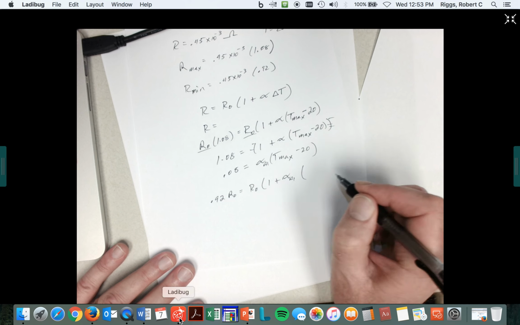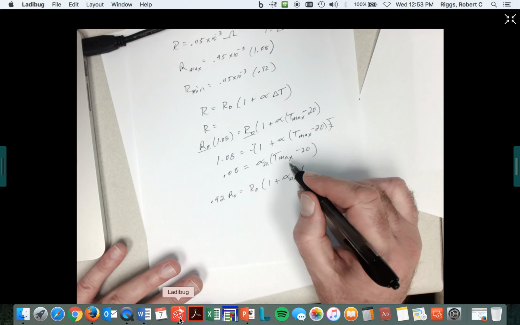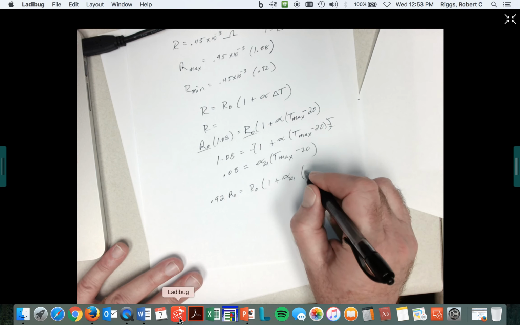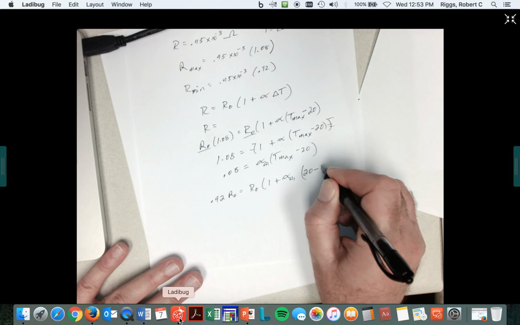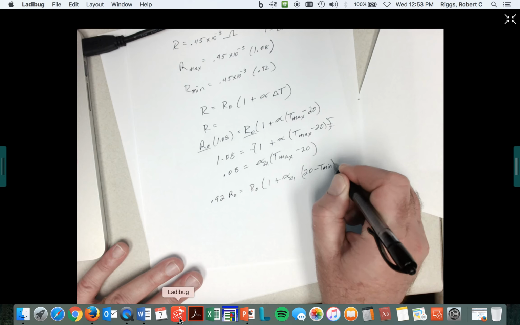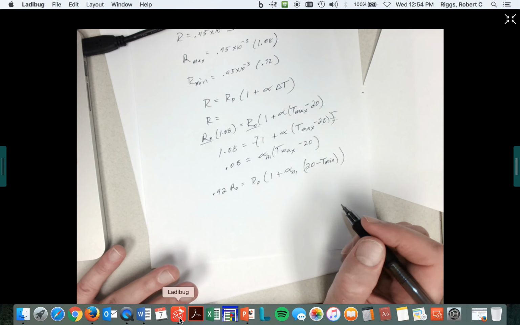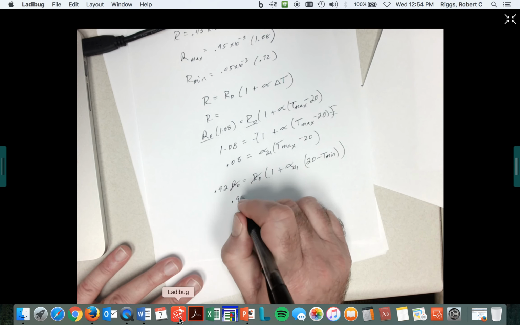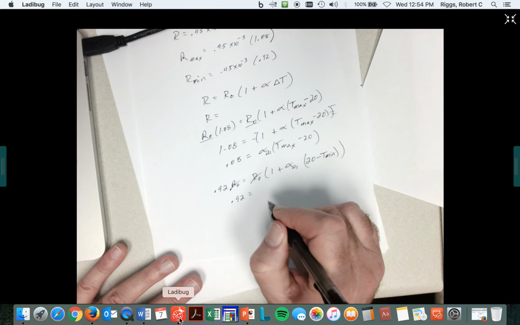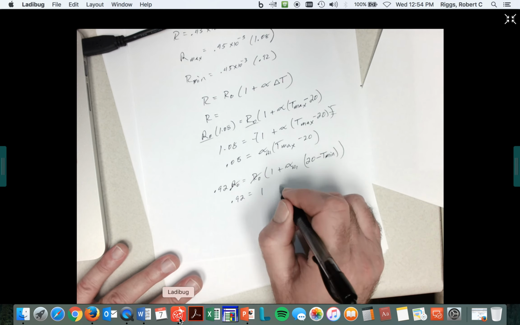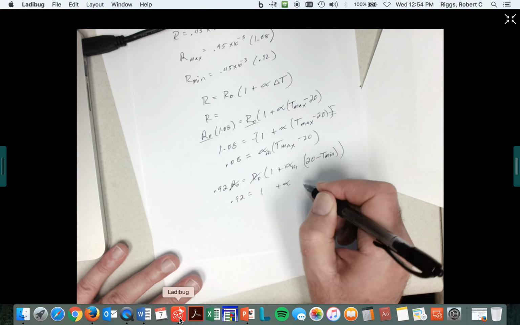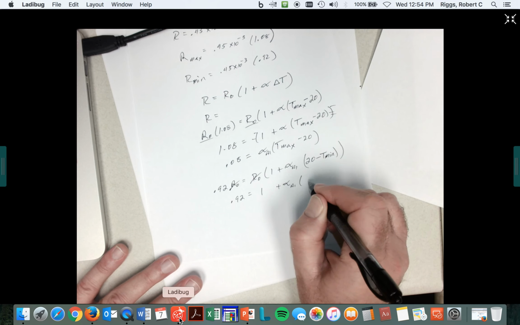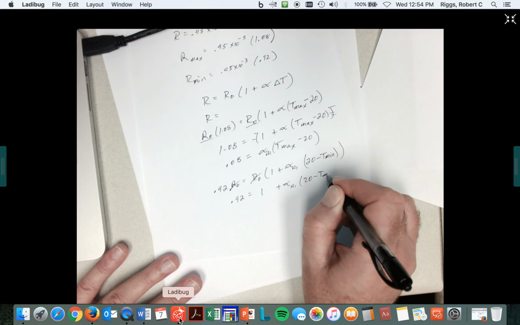Now, what are we doing? The change here was positive. The change on this one is going to be negative, so we're going to do 20 minus T min, which is still okay. So that cancels and that cancels. And we wind up with 0.92 is equal to 1 plus alpha times 20 minus T min.